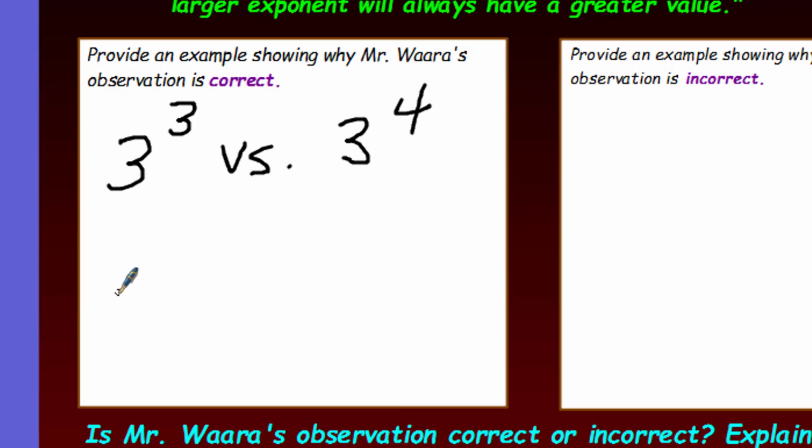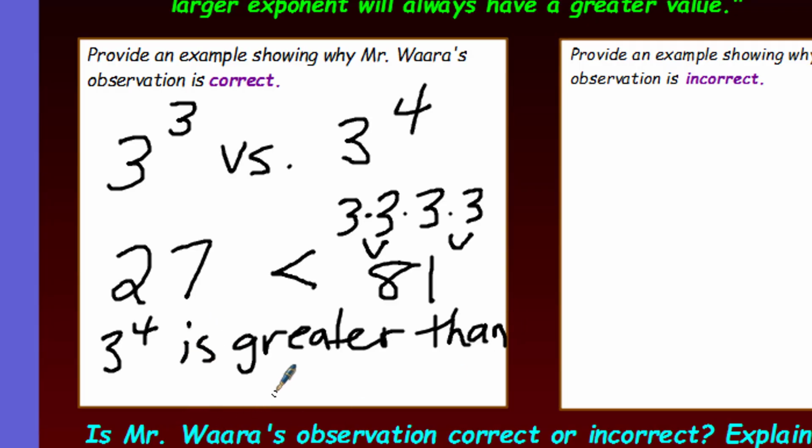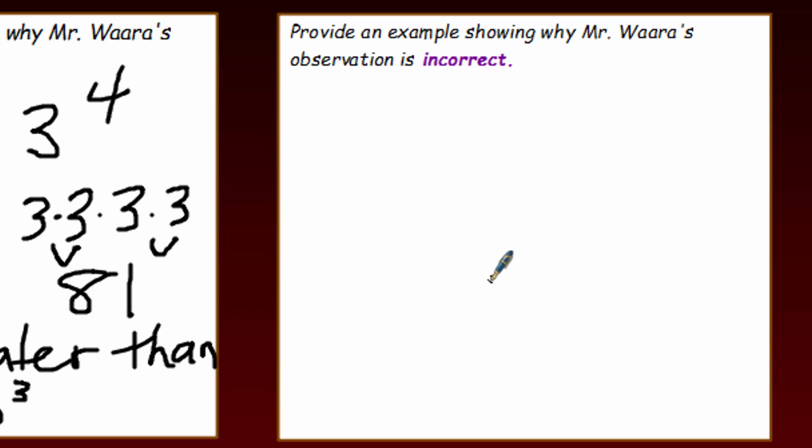My observation was the one with the larger exponent will always have a greater value. Well, in this case, we already know that 3 cubed is 27. In this case, 3 is being multiplied by one more power of 3: 3 times 3 times 3 times 3. Here we have 9 times 9, because 3 times 3 is 9, so we're going to have 81. When I compare these two, definitely 81 is greater than 27. So that's true. I could say that 3 raised to the fourth power is greater than 3 raised to the third power.